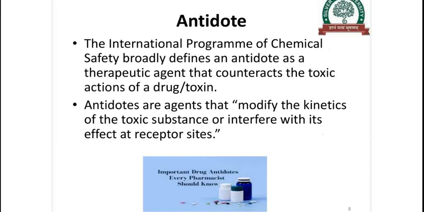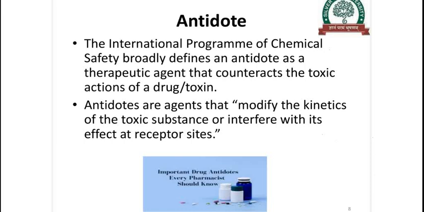Antidotes, as defined by the International Programme on Chemical Safety, are the therapeutic agents that counteract the toxic effect of the drug or the poison. So, whatever untoward, undesirable, and uncomfortable effects of a drug or poison accidentally consumed by a person are managed by the administration of suitable antidotes.